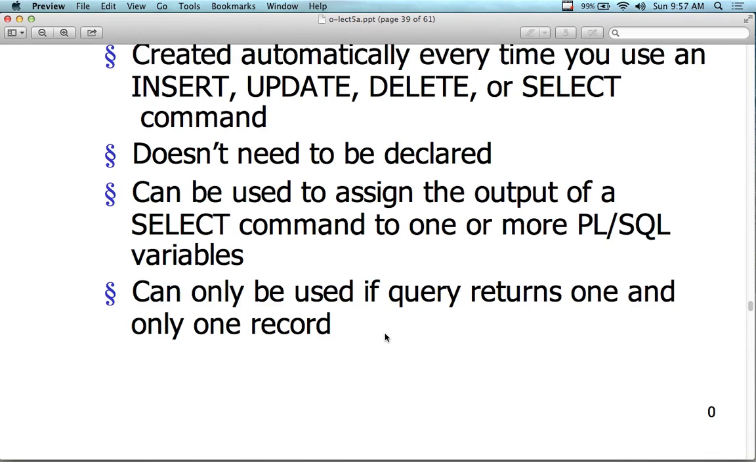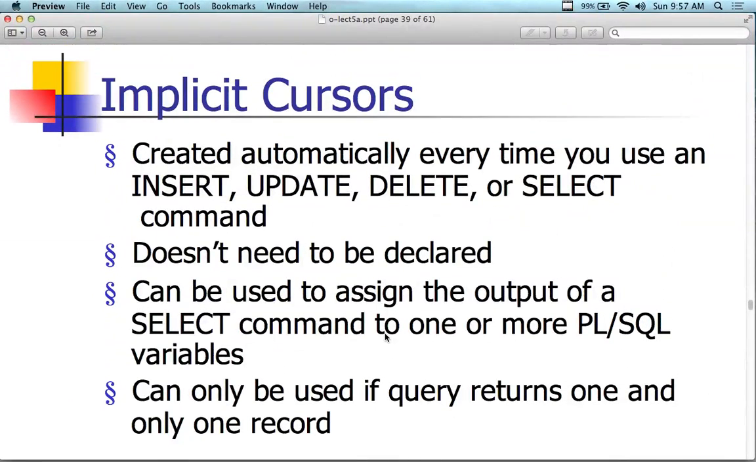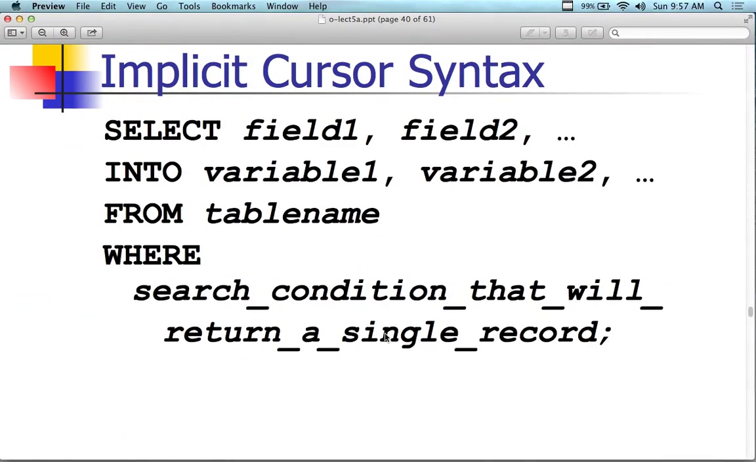It can only be used if the query returns one or more records. If there's no results coming back from an implicit cursor, there's no cursor. Because you didn't get anything back, you got nothing.